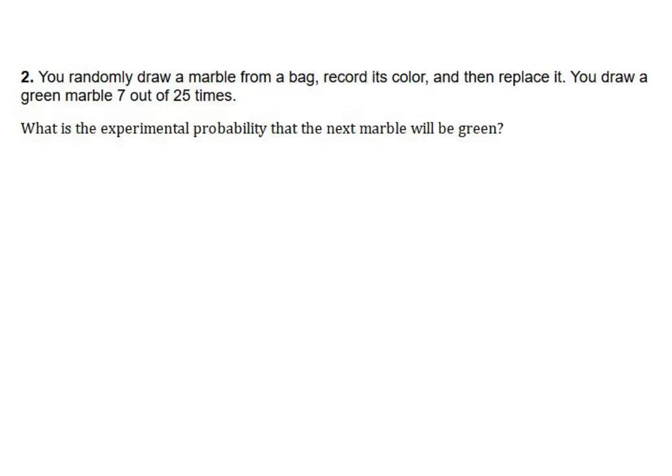For number 2, you randomly draw a marble from a bag, you record its color, and then you replace it. You draw a green marble 7 out of 25 times. So what is the experimental probability that the next marble will be green? So we're going to write this as a fraction, 7 out of 25, where 7 is a win, basically. That's a favorable event, and 25 is the total number of times. So 7 divided by 25 is 0.28. So the experimental probability would be 0.28, and some of us like to say 28%.